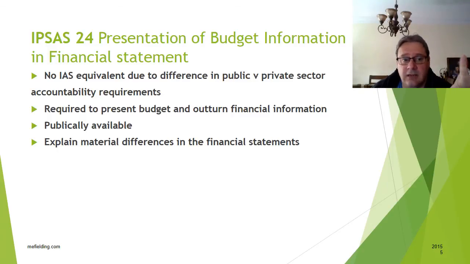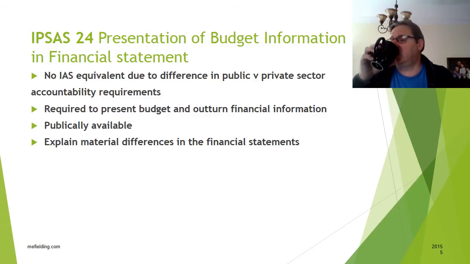Right, there is no IFRS, so let's just have a look at this. It says here no IAS equivalent or no IFRS equivalent due to differences in public versus private sector accountability requirements, and that's the driving force for this. You're required to present budget and outturn financial information. So outturn financial information is the result. Publicly available, that doesn't always happen. And there has to be an explanation of the material differences. So what are the differences between the two? And obviously you have to prepare that in such a way that non-accountants understand it.